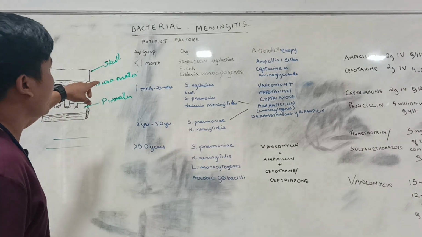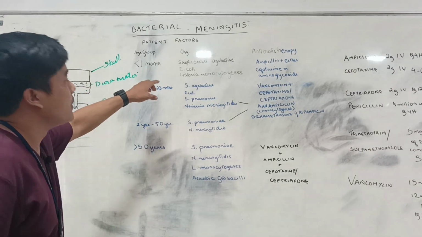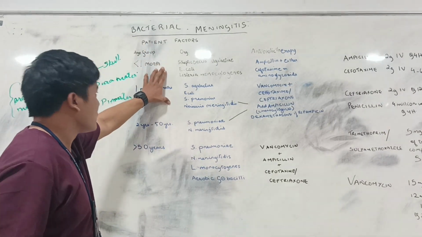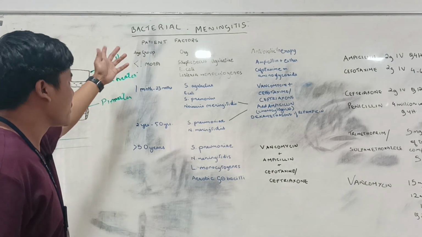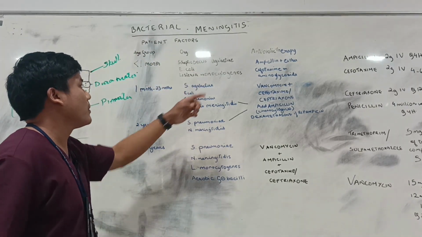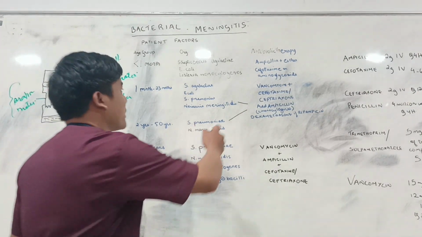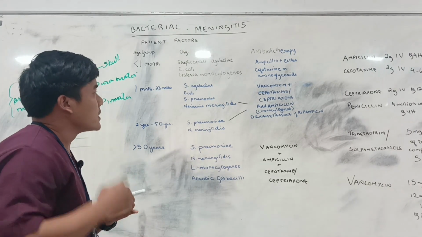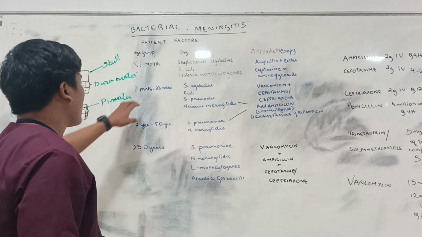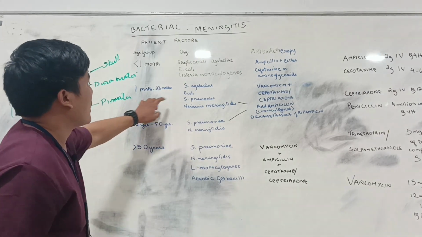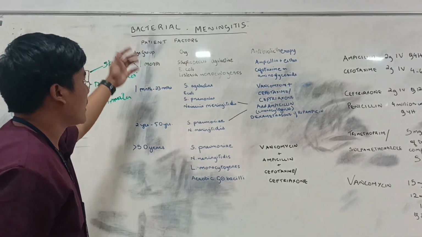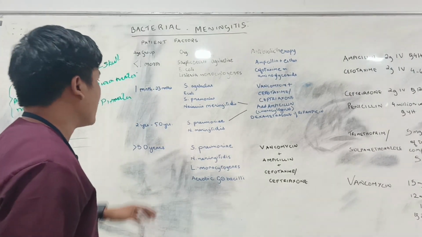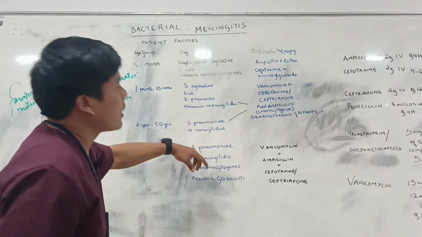So patient factors: if the patient is less than 1 month, the susceptible organisms are Streptococcus agalactiae, E. coli, Escherichia coli, and Listeria monocytogenes. So the antibiotic therapy to give is ampicillin or cefotaxime or aminoglycoside. And for 1 month to 23 months, same as agalactiae, E. coli, and S. pneumoniae, and Neisseria meningitidis. So you have to go for this one.